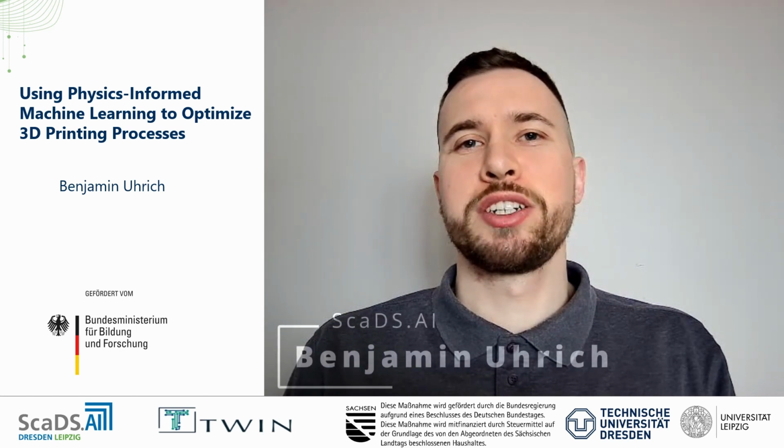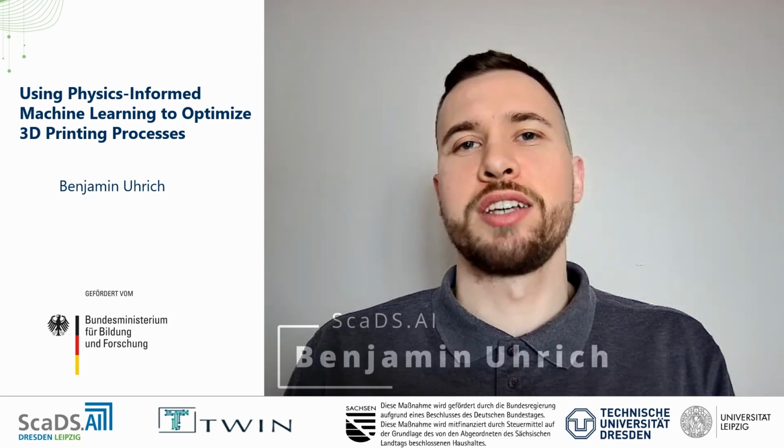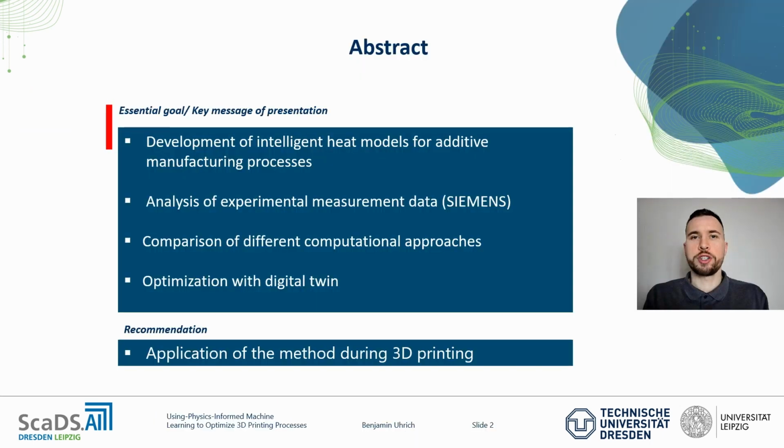My name is Benjamin Uhrich and I'm happy to present you today how we can use physics-informed machine learning to optimize 3D printing processes. The objective of the talk is the development of physics-informed neural networks for intelligent real-time modeling and simulation of temperature processes in additive manufacturing. For that purpose, I will show you how we can efficiently analyze real experimental measurement data from Siemens. I will compare different computational approaches with each other and show the advantages of the optimization of 3D printing processes with such a digital twin. And of course, I recommend to apply these methods during 3D printing.